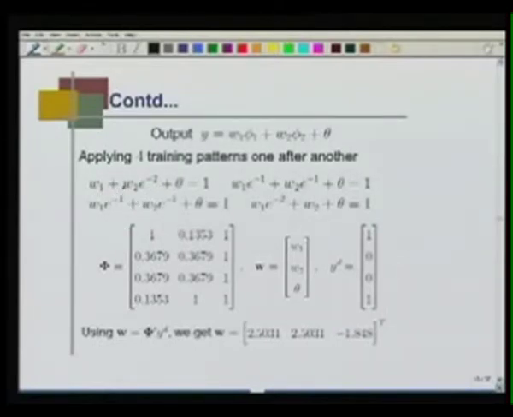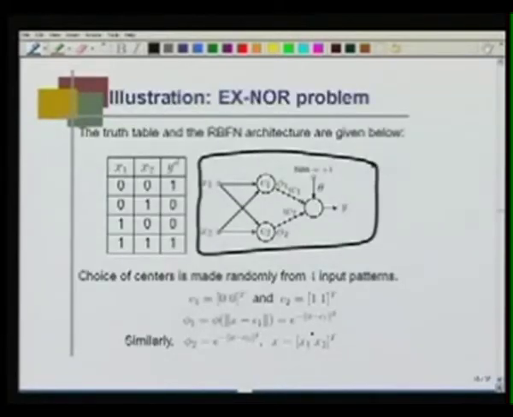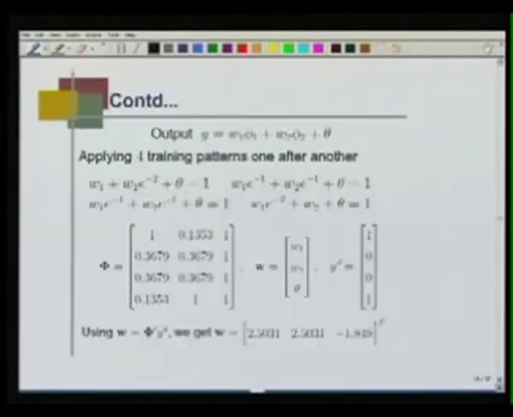We have only taken e to the power Euclidean distance square, that means sigma equal to 1 we have already selected. So, this implies 2 sigma square is 1 in the Gaussian function. Based on that, for each pattern, this is for 0 0, this is the next pattern 0 1, 1 0 and 1 1. Obviously, for 1 1, phi 2 is 1. So, these are the 4 equations we have for the 4 data patterns.